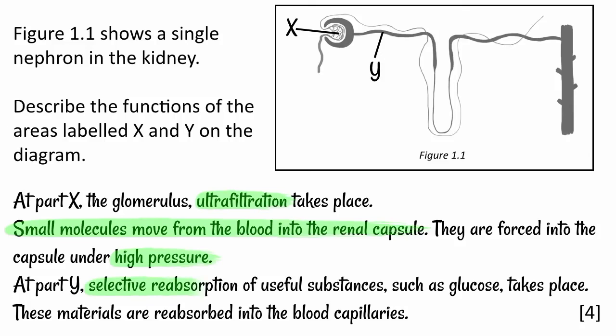At part Y, selective reabsorption of useful molecules. Notice selective reabsorption. You'll lose the marks if you just say absorption. Give an example of the molecule that could be transferred. One of them would be glucose, but there's lots you could mention. And these materials are reabsorbed into the blood capillary. So that's saying that the useful stuff is then taken back to where it needs to be.